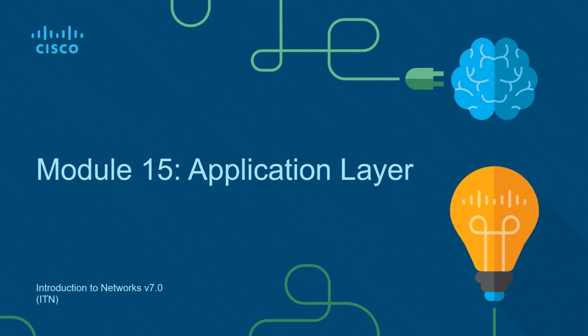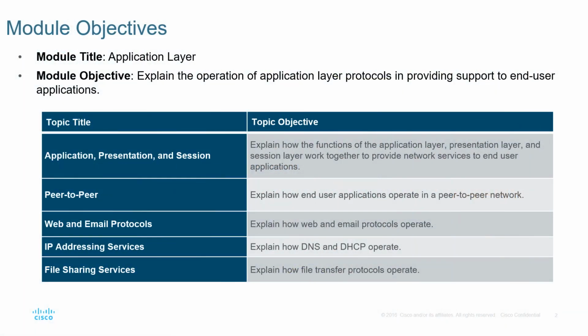Module 15, Application Layer. In this module, we're looking at the application functionality of the OSI. So we're looking at layers 7, 6, and 5: session, presentation, and application. We're going to end up talking about some overall structures and services. So we're going to be talking about client-server and peer-to-peer networking. We're going to talk about web and email protocols, some basic IP service functionality, DHCP and DNS, and we're going to end it with file sharing. So let's go ahead and jump right on in.